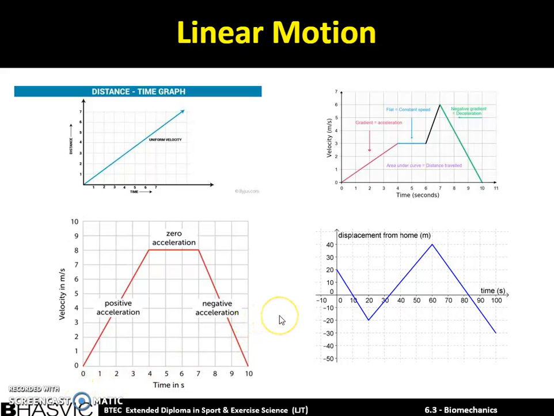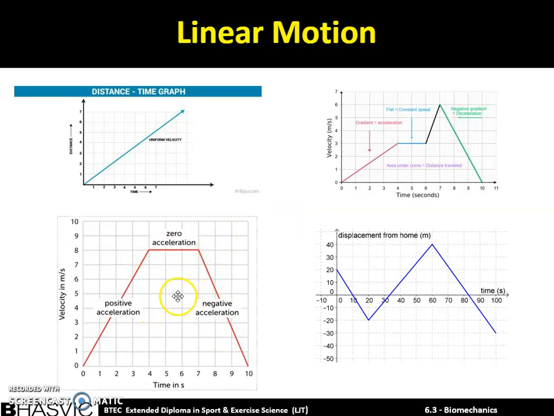The acceleration of an object that is constantly accelerating is defined as the change in velocity over the time taken. Therefore, it's meters per second to the minus 1 over seconds. So acceleration is meters per second to the minus 2. This is defined as a change in velocity over a given unit of time.